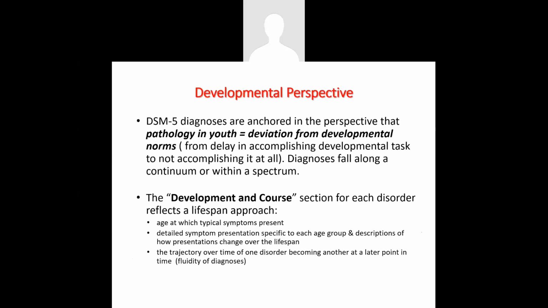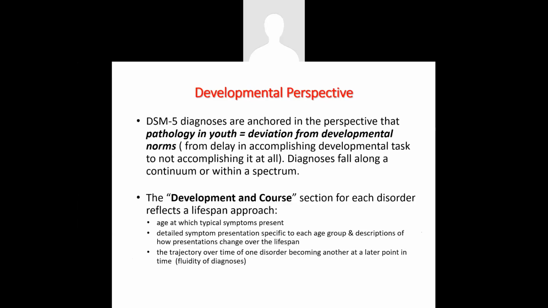The DSM-5 diagnoses are anchored in the perspective that a pathology in youth is equal to a deviation from developmental norms. So there's some kind of delay in accomplishing developmental tasks or not accomplishing it at all. And these diagnoses fall along a continuum or within a spectrum. The development and course section for each disorder reflects that lifespan approach: the age at which typically symptoms will be presented, the detailed symptom presentation specific to each age group, and descriptions of how this changes over lifespan.